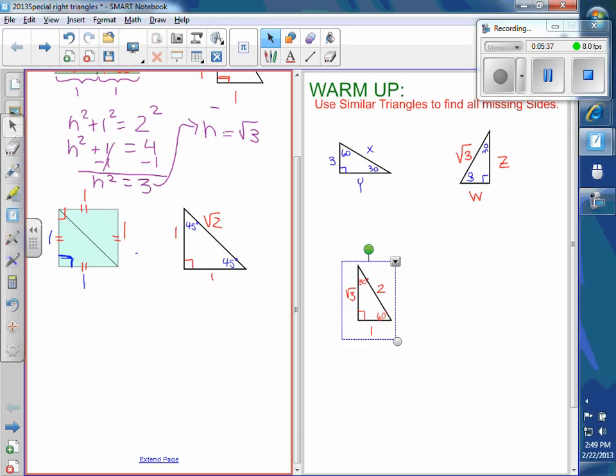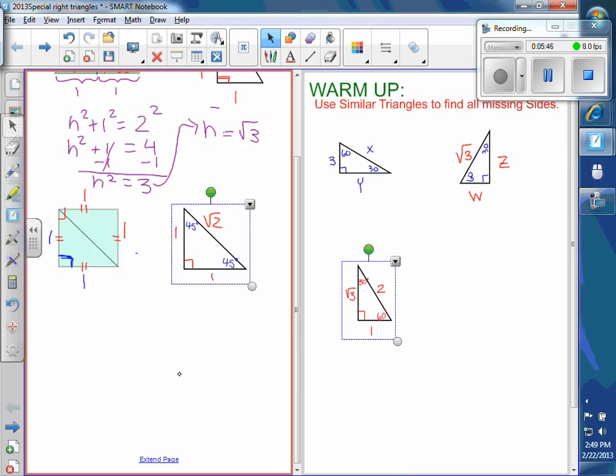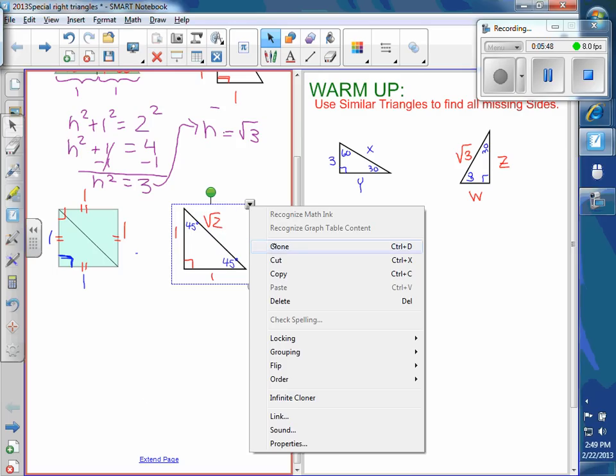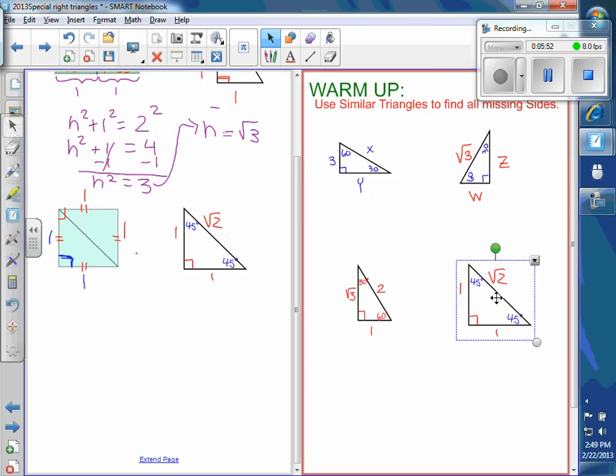So this is your other special triangle that you want to memorize. So let's group that, and we'll just take this one over here. Okay. So those come from the regular triangle and quadrilateral, come from the square and the equilateral triangle. Does that make sense? Okay. So to do any problems with them, you have to understand similar triangles.